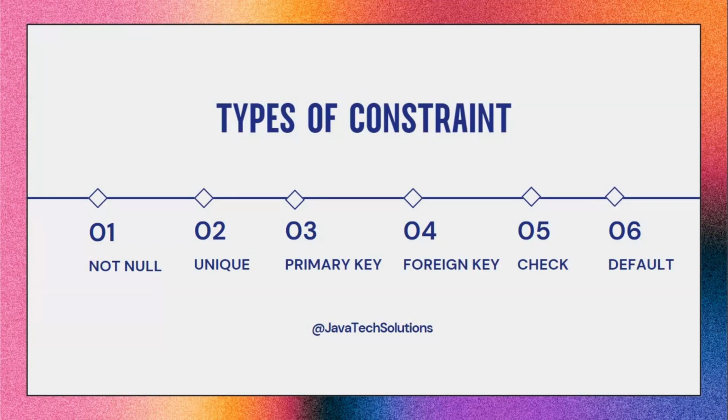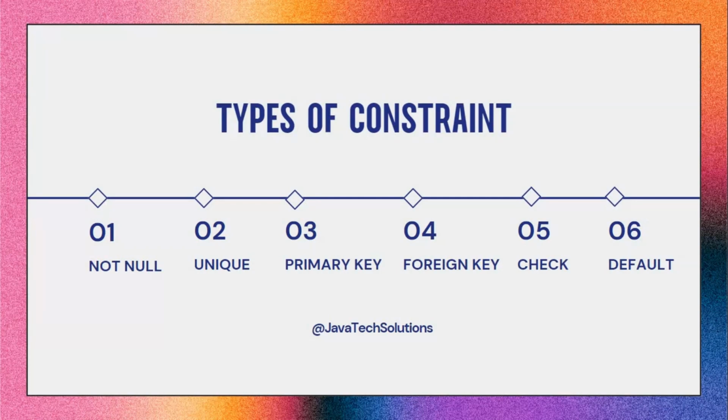And DEFAULT: if we do not insert data into a particular field or column, then the default value will be inserted. So these are the 6 definitions, an explanation of the different types of constraints and what they mean.